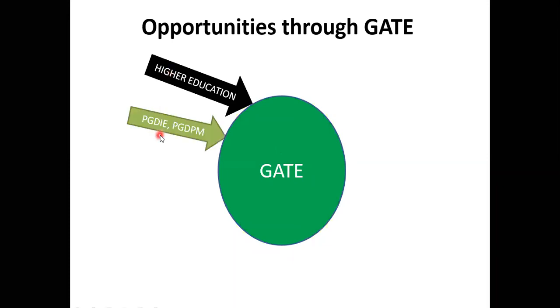And the next one is PGDIE and PGDPM. These are also nothing but higher education sources. PGDIE means postgraduate diploma in industrial engineering and similarly postgraduate diploma in project management. These are also nothing but your PG courses. And these two courses also depend upon your GATE score only. And one more thing is PSUs, public sector undertakings. When you want to do a job in PSUs, most of the PSUs, I can say 90 to 95% of the PSUs, are taking the candidates based upon GATE score.